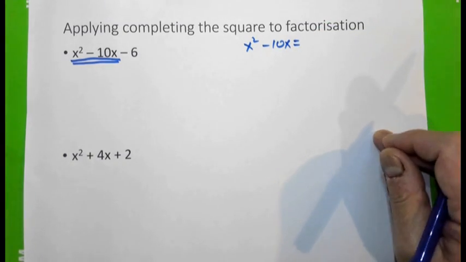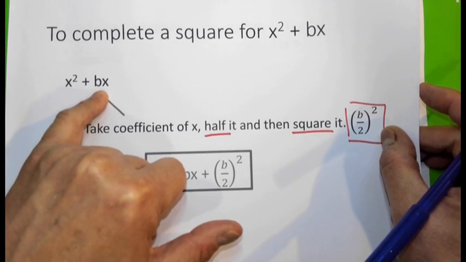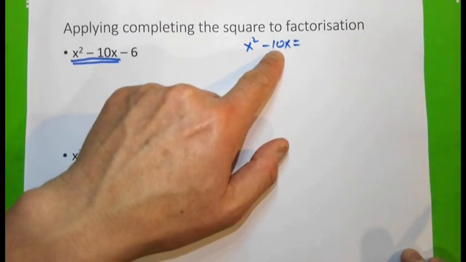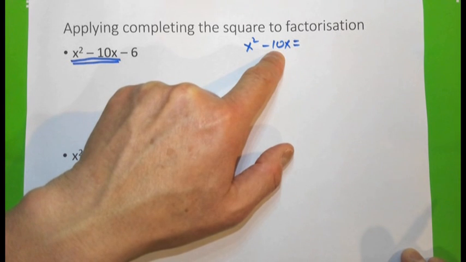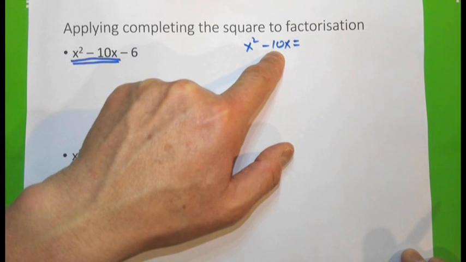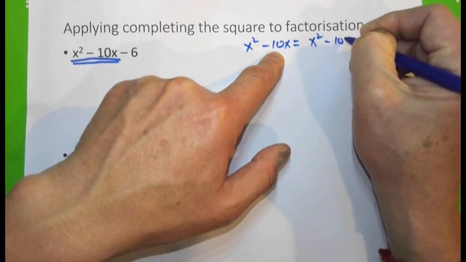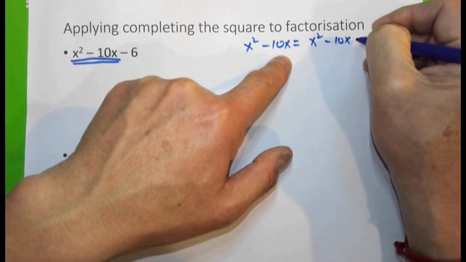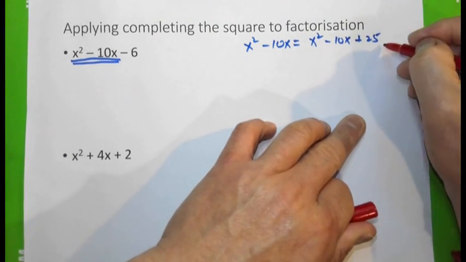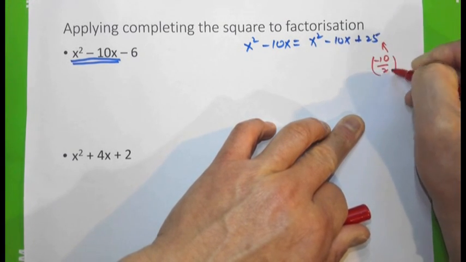Remember, to complete the square, we take the coefficient of x, bx, halve it, and then square it. So, take the coefficient of x, halve it, which is minus 5, and square it, which is minus 5 times minus 5, 25. So it's now x squared minus 10x plus 25. Okay, remember, 25 is half of minus 10 and then square.